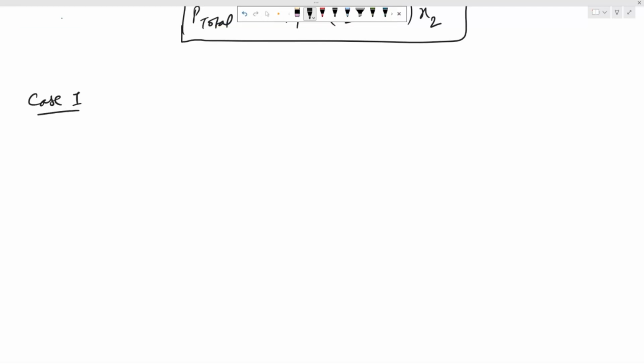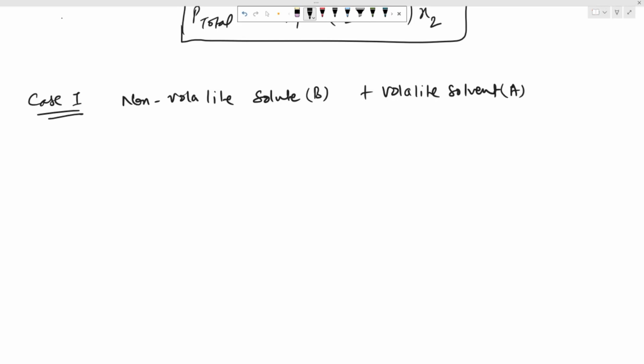Now there are two cases, as explained in the video. Case one is when we have a non-volatile solute. Like we are having B added to a volatile solvent, that is A. In A, we know that it is the solvent, and B is the solute. With that, we were also practicing in the previous one.